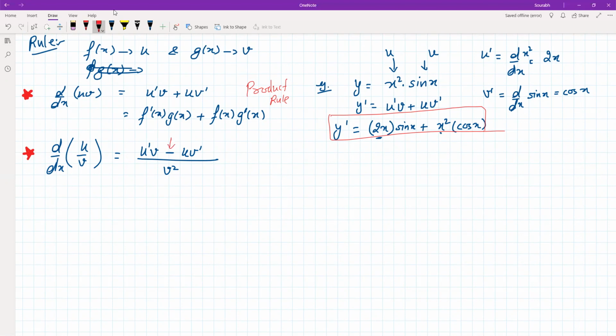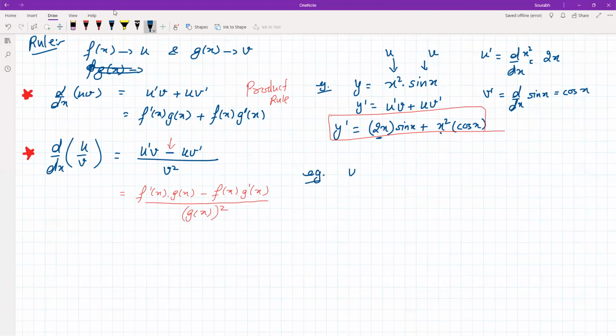Right? Or if you want to write it in terms of f and g, you can write it as f dash x into g of x minus f of x into g dash of x, that is differentiation of the second function, whole divided by the second function, that is g of x, whole square. And now we'll see an example for this.